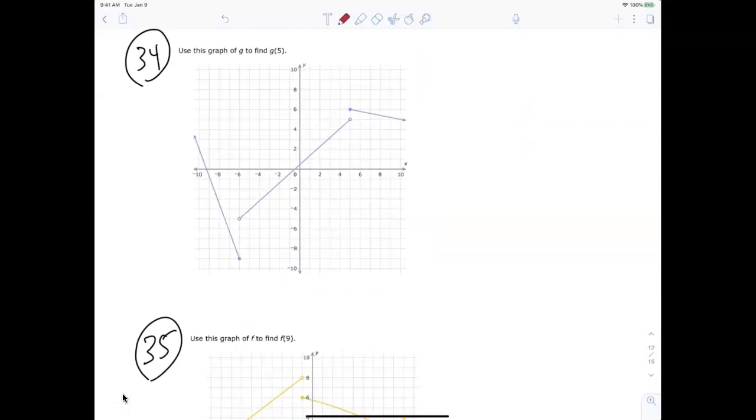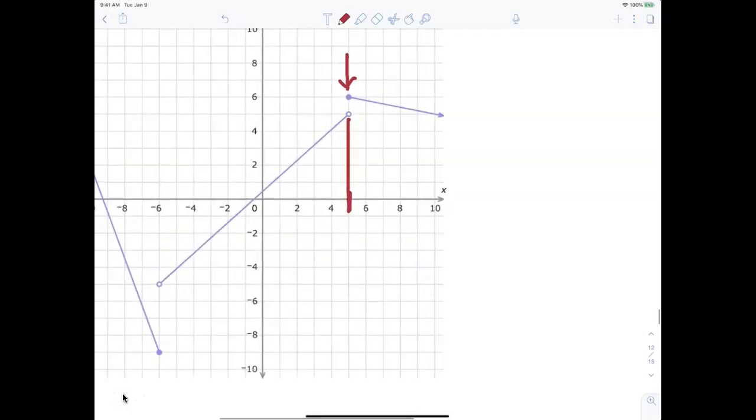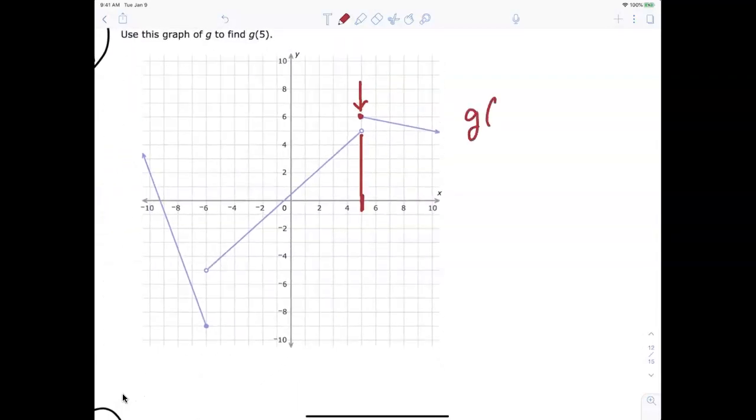So I go to the x coordinate. When the x coordinate is 5, it's right here. Now this is another nice problem because I'm not sure if it's that one or it's that one. Now remember, it's always the solid dot. So that's the solid dot. So we would say that g of 5 is equal to 6.